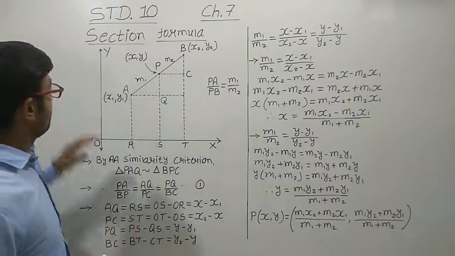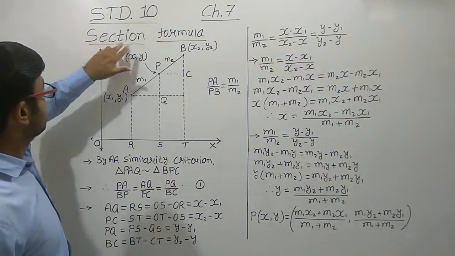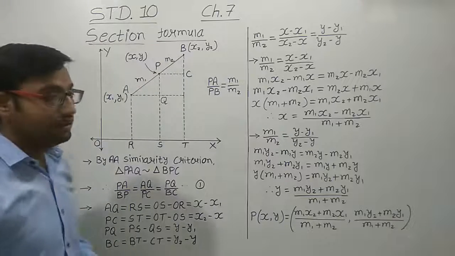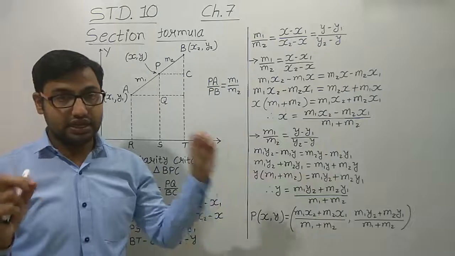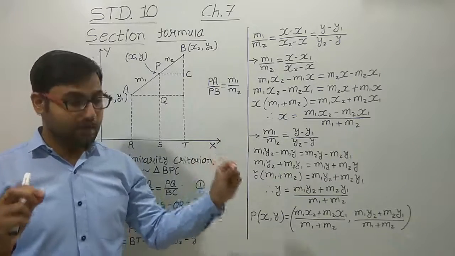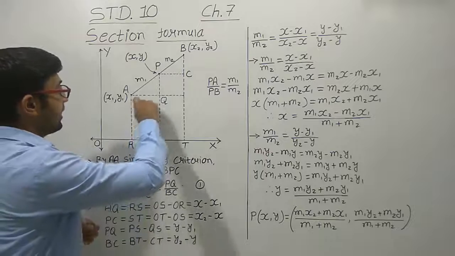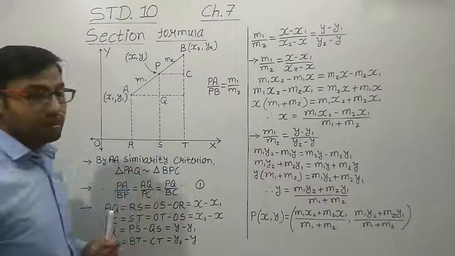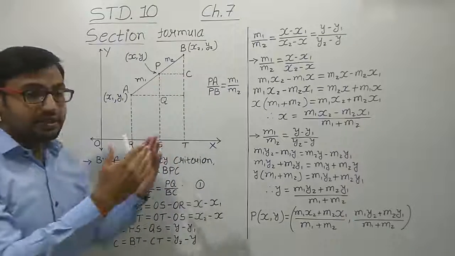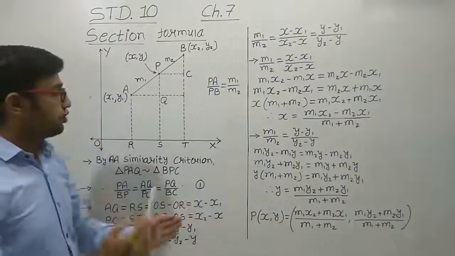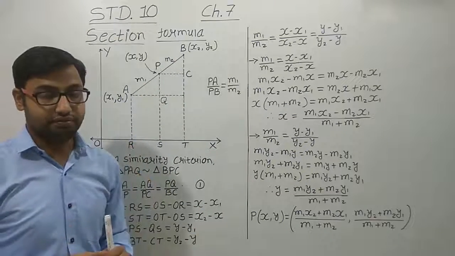So let us first of all understand what is the meaning of this section formula, right? So suppose there is a straight line and one point is there on the straight line, like we have taken the straight line AB, and there is one point P in between A and B, so that all the points A, P and B are collinear.